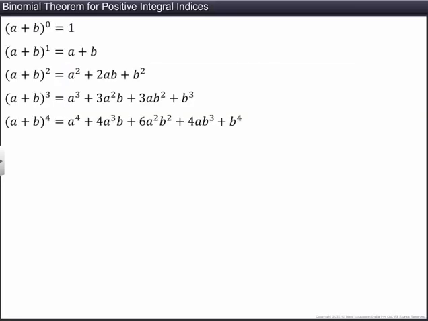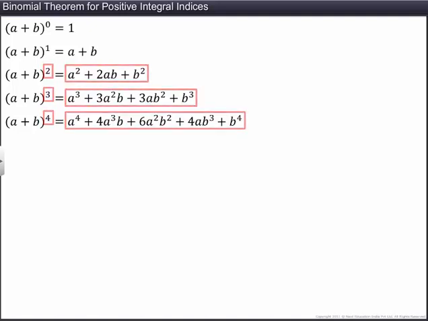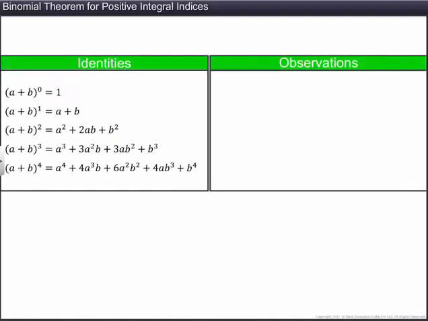From these identities, we see that if the index of the binomial is 0, then the number of terms in the expansion is 1. If the index is 1, then there are 2 terms in the expansion. You can see a similar pattern in the remaining identities. We draw some conclusions from our observations.